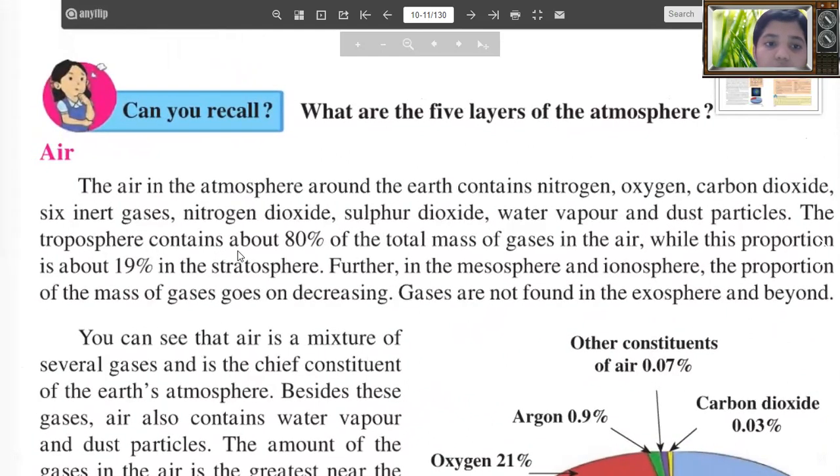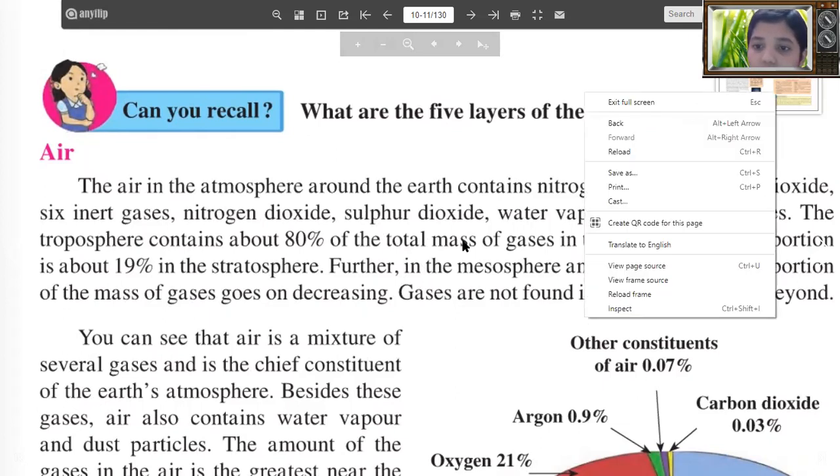The troposphere contains about 80% of the total mass of gases in the air, while this proportion is about 19% in the stratosphere. And further, in the mesosphere and ionosphere, the proportion of the mass of gases goes on decreasing. Gases are not found in the exosphere and beyond.